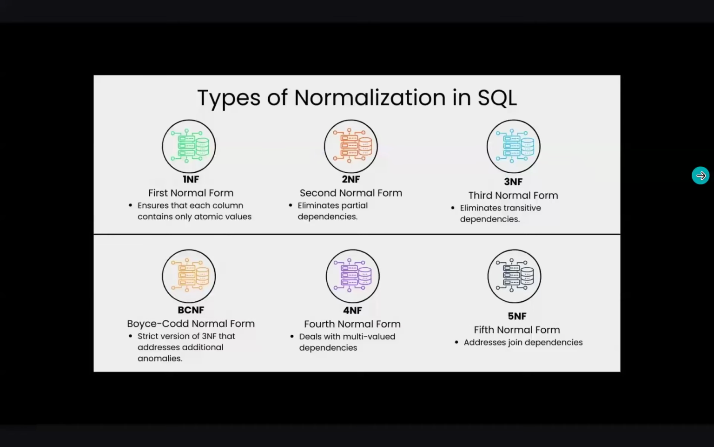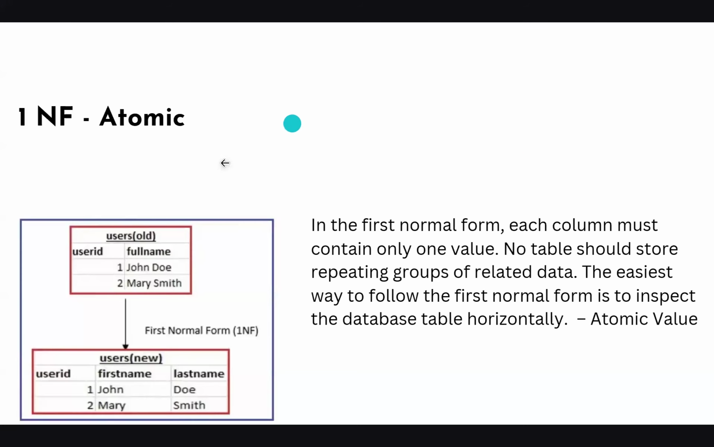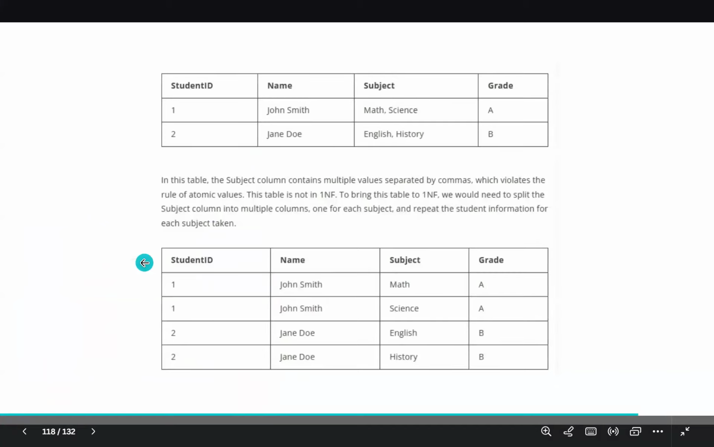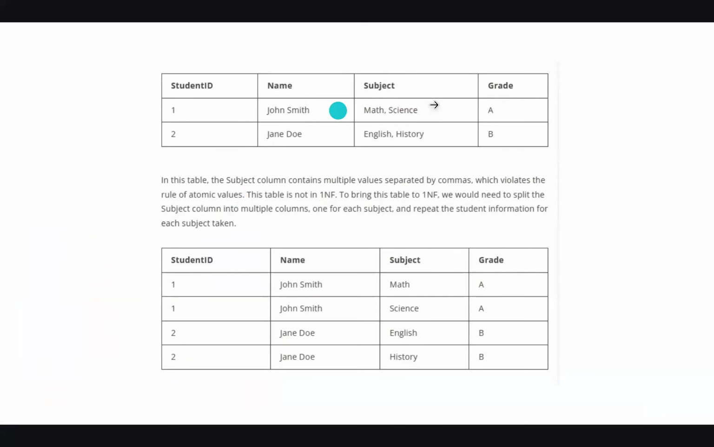That's it. Going further, what is an atomic value? In a table, there is a cell, right? In the cell, all the values should be atomic. You cannot store multiple values in a cell.